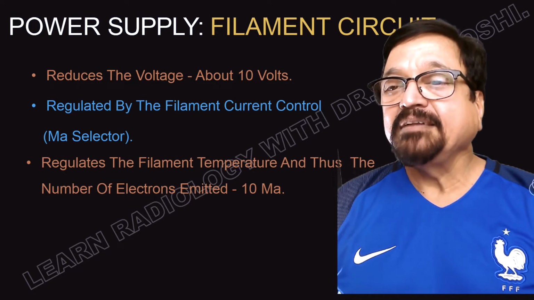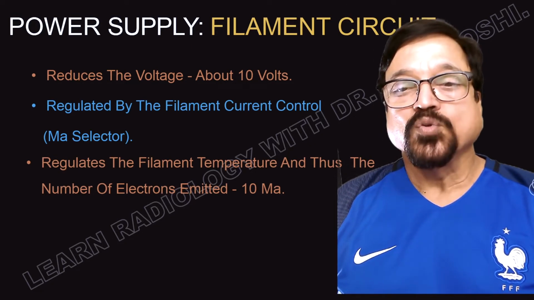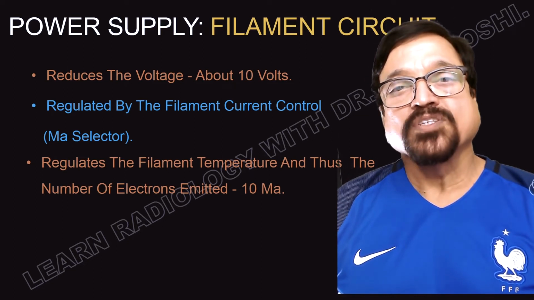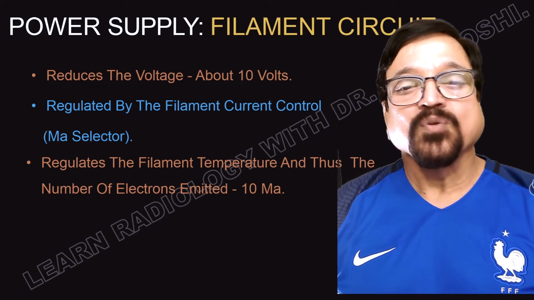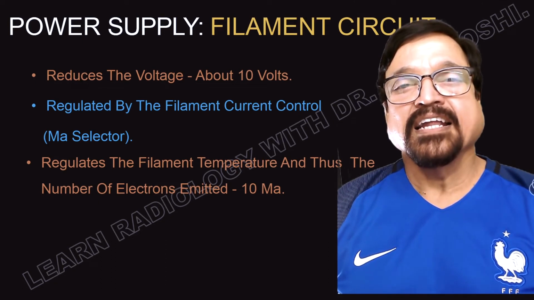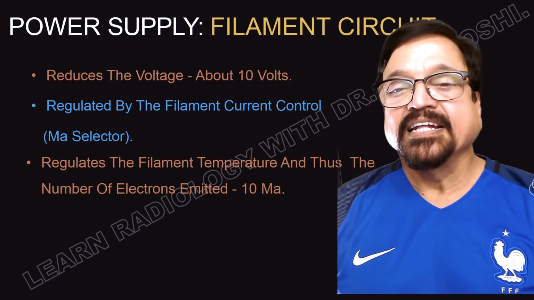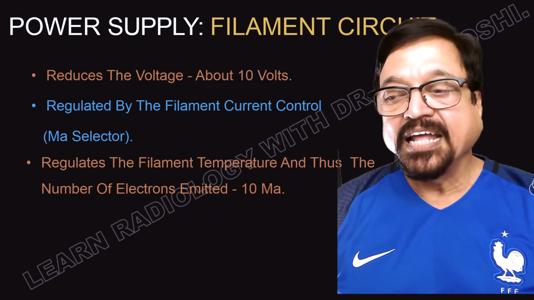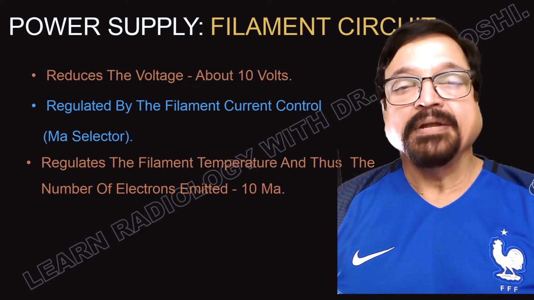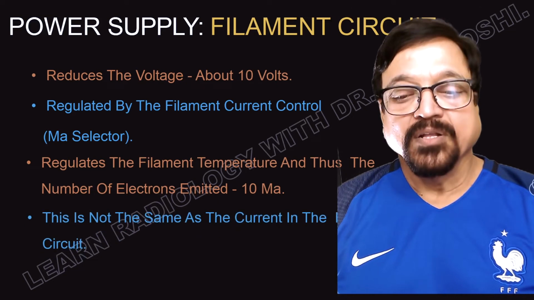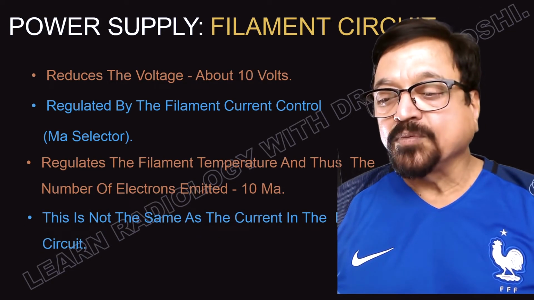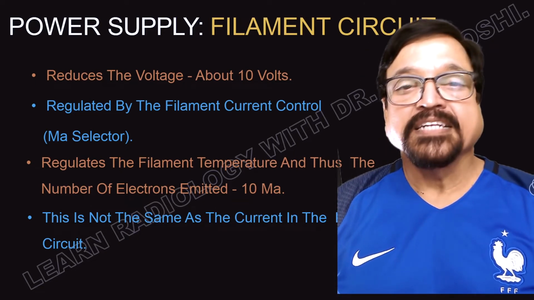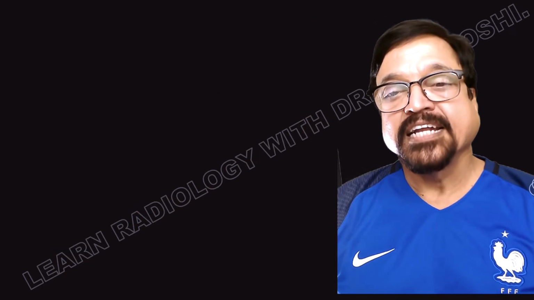Now the filament circuit's basic principle is to heat it. So it reduces the voltage to about 10 volts. Only 10 volts are given because you just have to heat it. There is no need for higher capacity electricity. Then it is regulated by a filament current control, which regulates the filament temperature and thus the number of electrons emitted, at 10 mA. This is not the same as the current in the filament circuit, so these two are different. The transformer design is different for both, and the circuits are different.